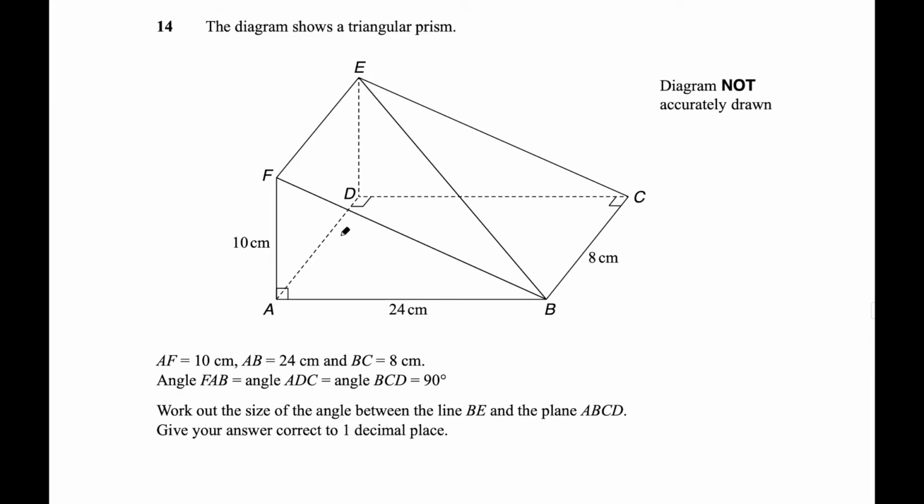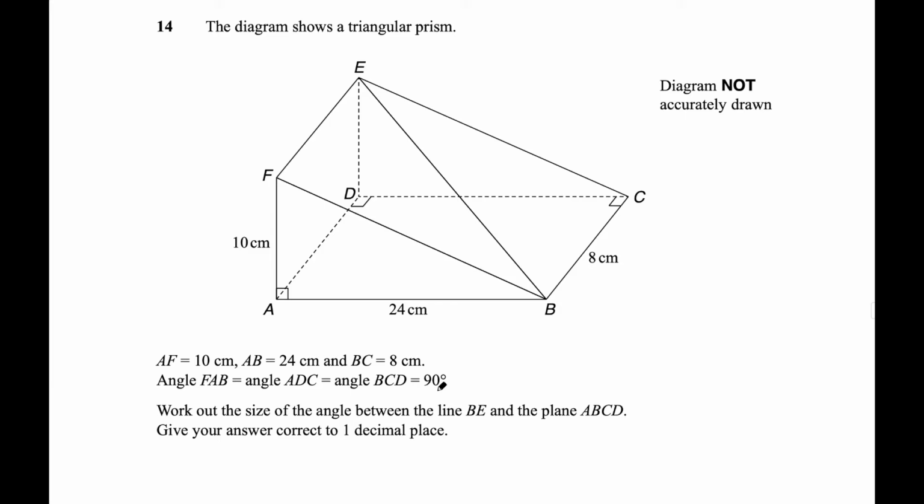Angle ADC is up here. So they've already drawn in those 90 degree angles. Work out the size of the angle between the line BE and the plane ABCD. Give your answer correct to 1 decimal place.